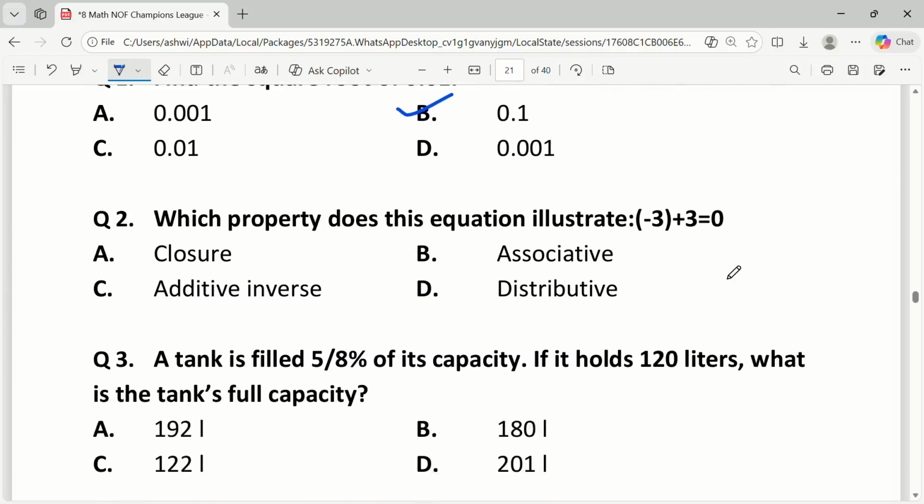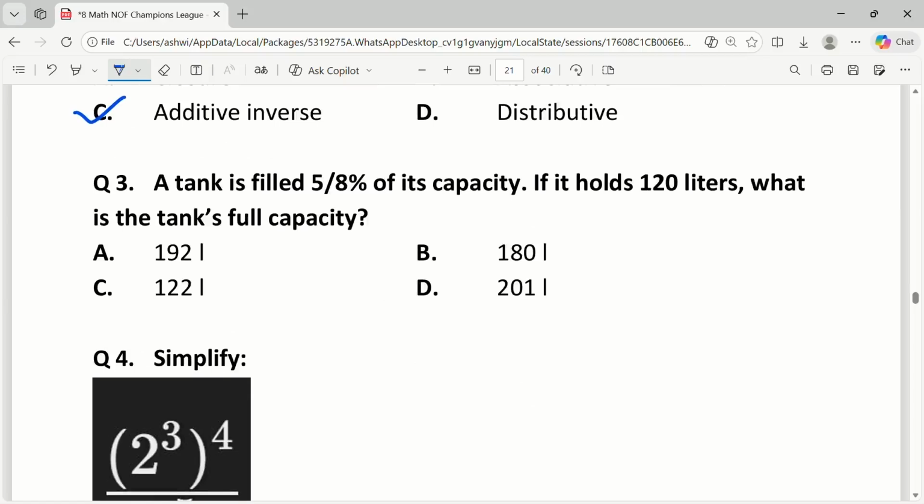Which property does this equation illustrate? Minus 3 plus 3 is equal to 0. The equation minus 3 plus 3 equal to 0 illustrates the additive inverse property, where a number added to its opposite inverse results in 0. So the answer is C, additive inverse.